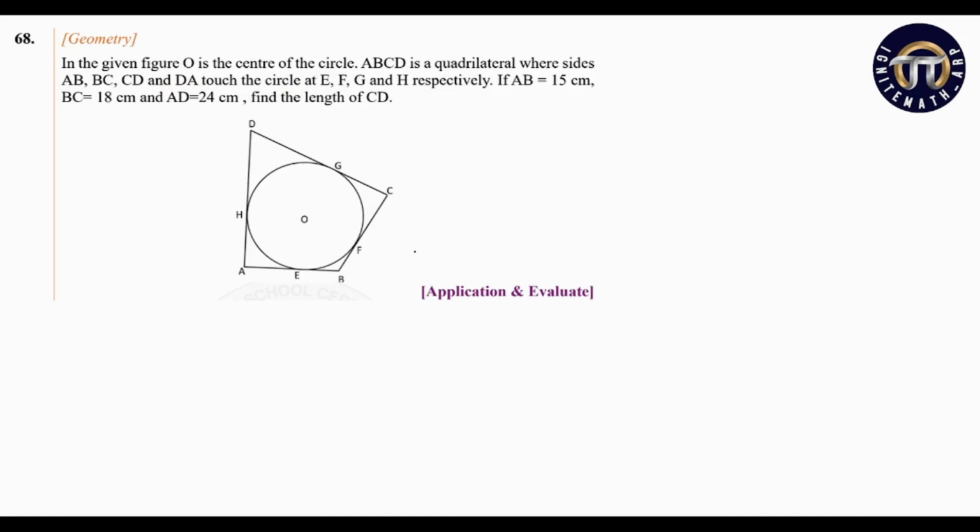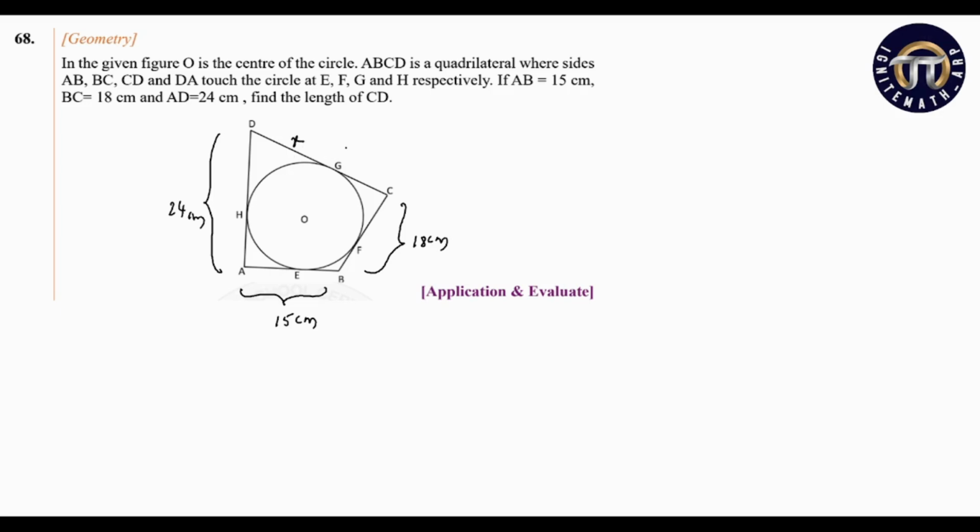In the given figure, O is the center of the circle, and ABCD is a quadrilateral whose sides AB, BC, CD, DA touch the circle at points E, F, G, H respectively. The length of side AB is given as 15 centimeter, BC is given as 18 centimeter, and AD is given as 24 centimeter. You are supposed to find the length of CD. So now I'll take the length of the line segment DG as X.